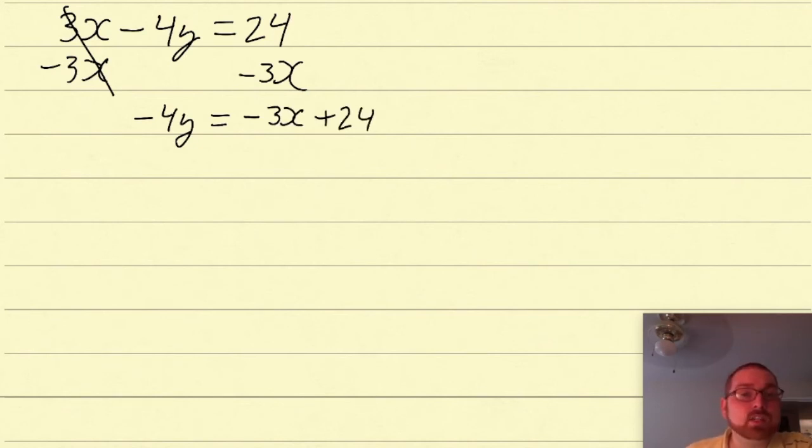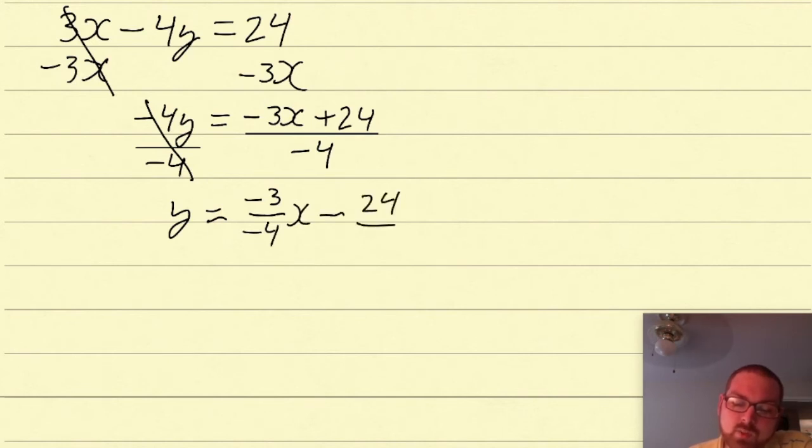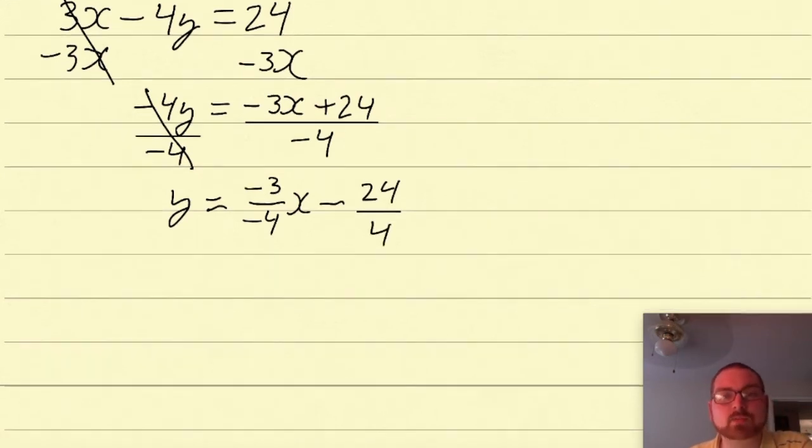Now I need to get rid of that negative 4 here. If I do it here, I have to do it to the whole equation. So I'm going to do it to this whole side here. These cancel, and I get y equals, I can split that into two separate fractions. Negative 4 over negative 4x minus 24 over 4.